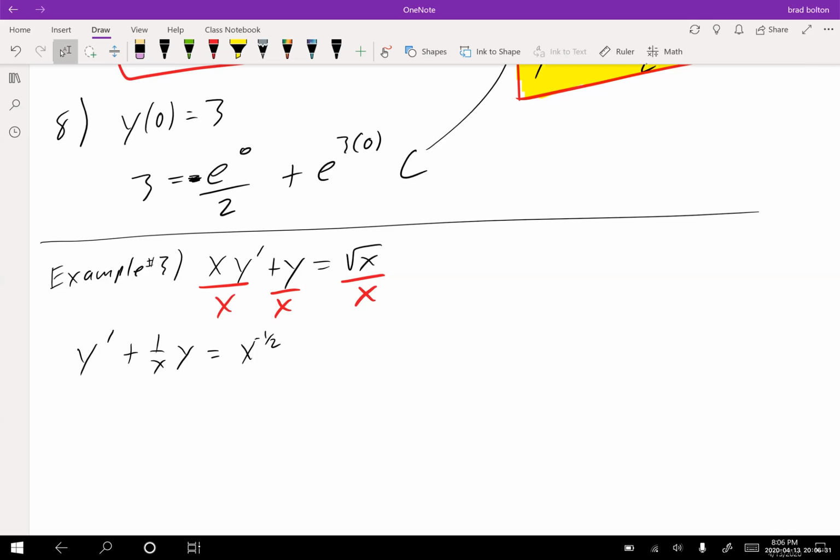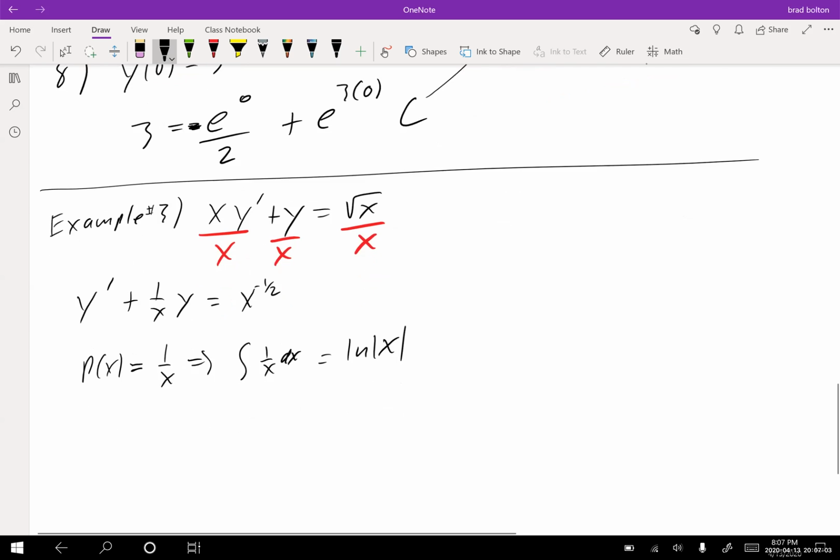Step 2 says we have to identify p of x, and then we integrate p of x. So step 2 says identify p of x. We know that p of x equals 1 over x, okay? And this is going to lead us to step 3, which says to integrate 1 over x dx, which is actually the natural log of x, right? So we get the natural log of x for this.